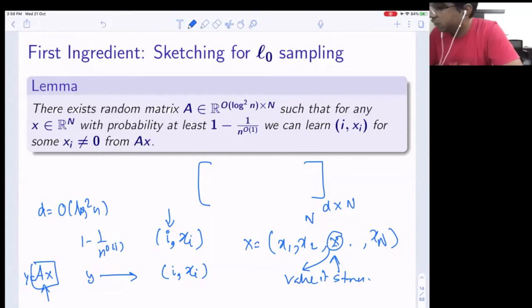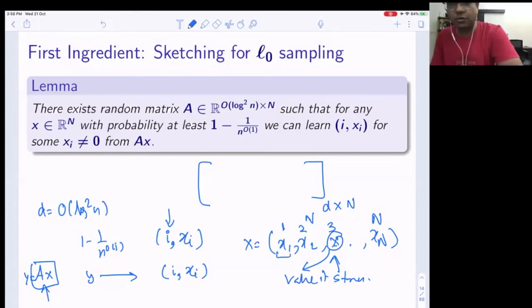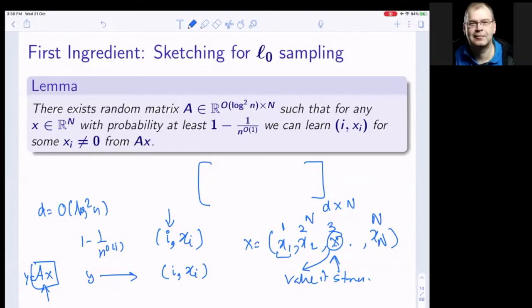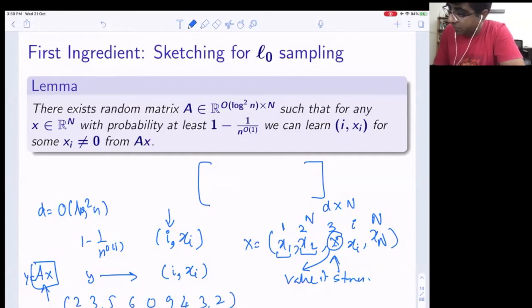Think of it this way: I have coordinates 1, 2, 3, up to capital N. X is an n-dimensional vector. It has a first coordinate, and the value stored there I call x1. The value stored at the second coordinate I call x2, and the value stored at the ith coordinate I call xi. For example, suppose you had 2, 3, 5, 6, 0, 9, 4, 3, 2. This is my first coordinate, second, third, fourth, fifth, sixth, seventh, eighth, ninth coordinate.